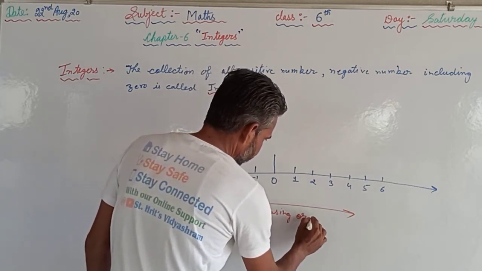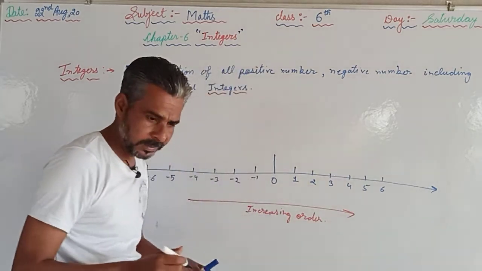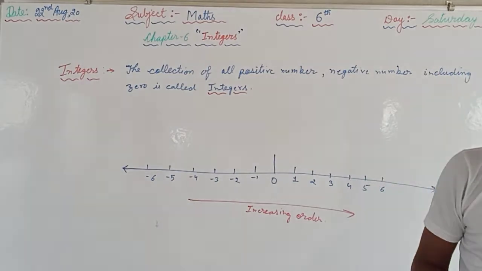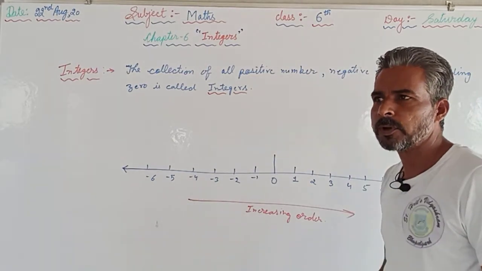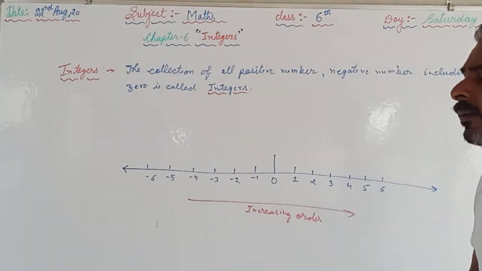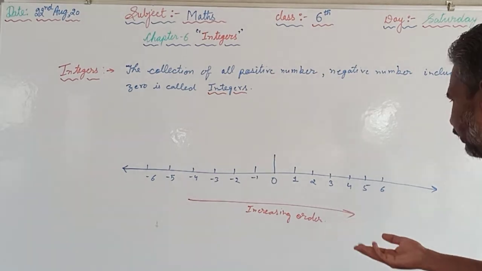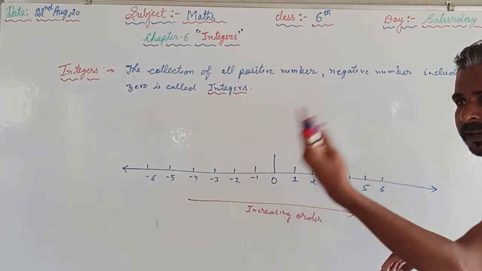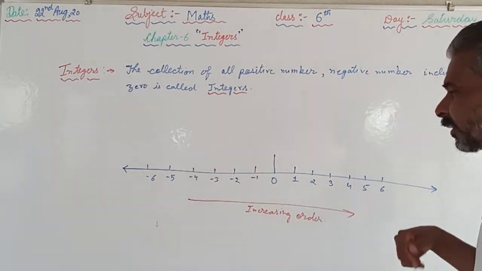Increasing order means any two numbers are there, we are supposed to compare. The number on the left hand side will be the smaller one, number on the right hand side will be the larger one. We can take the example 5 and 6. If you want to compare 5 and 6, so 5 is on the left hand side of 6, that's why 5 is smaller than 6.